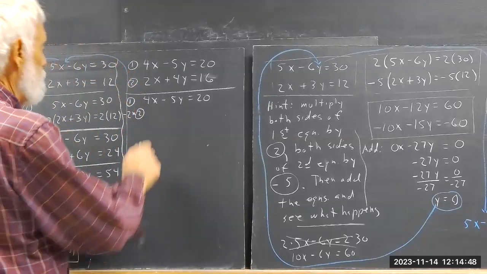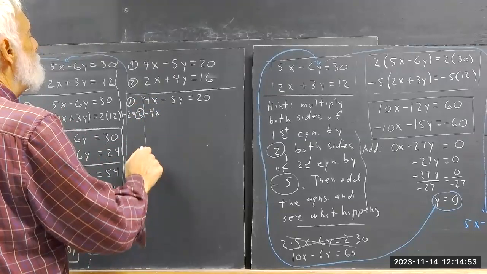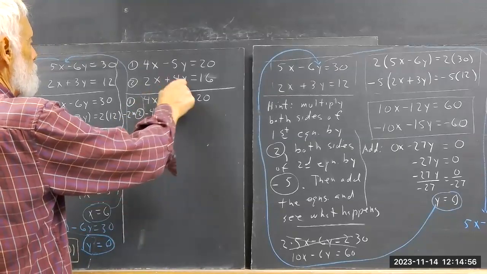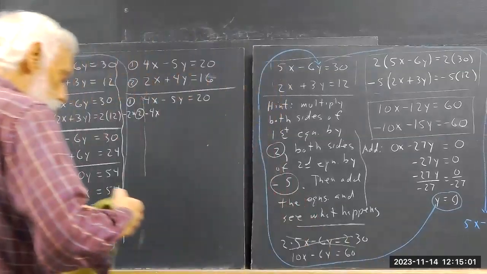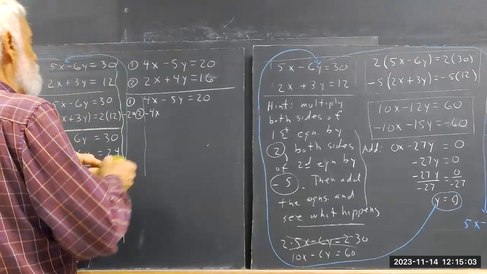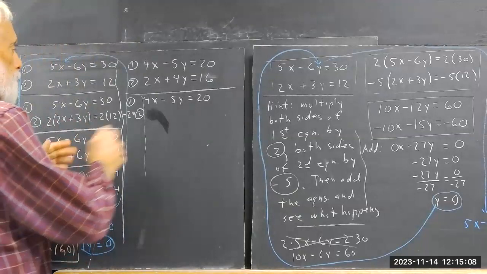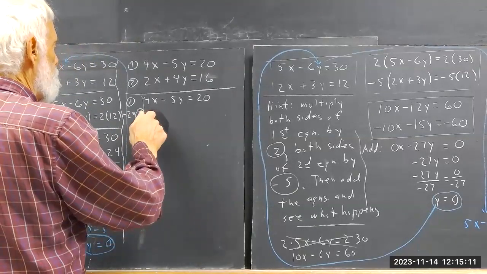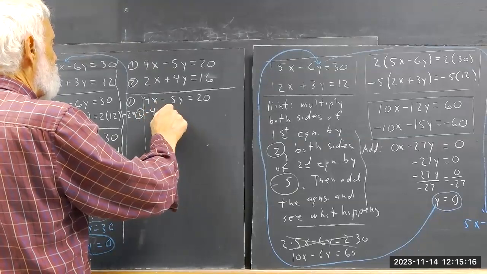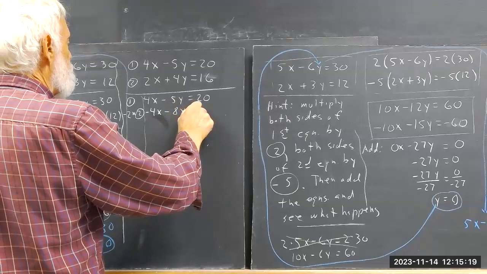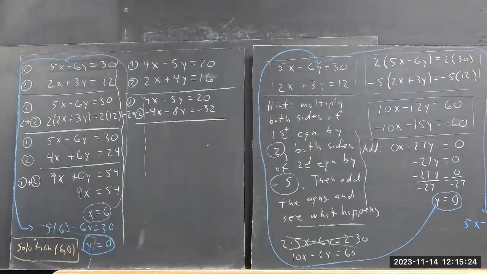If I multiply 2 by -2, I get -4x. And if I multiply the 4y, well, I got -4x minus 8y equals -32. Okay.